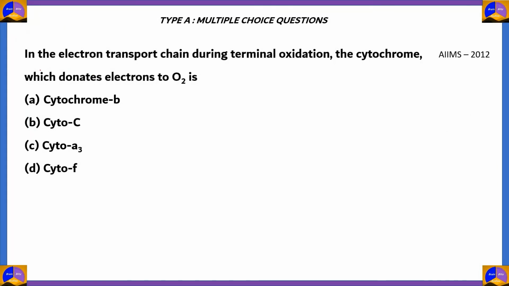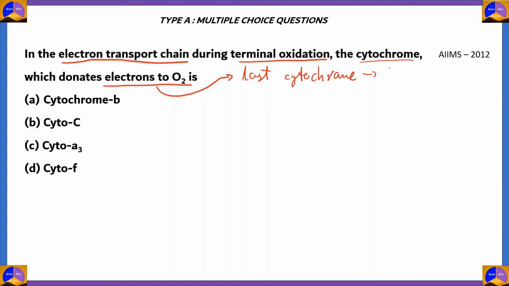Now, let's look at this question. In the electron transport chain during terminal oxidation, the cytochrome which donates electrons to O2 is cytochrome B, cytochrome C, cytochrome A3, cytochrome F. So the cytochrome which donates electrons to O2 after engaging in a network of reactions will also be given as the last cytochrome in ETS. And the ETS by itself is a transport chain by which electrons are transported throughout the cell after photosynthesis.